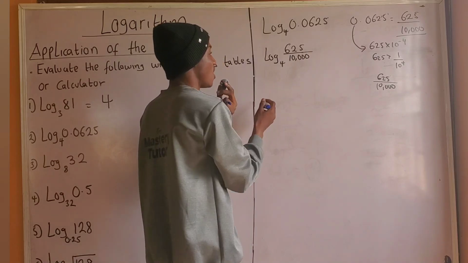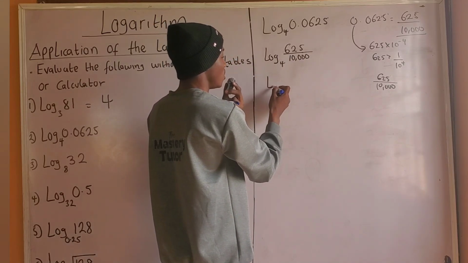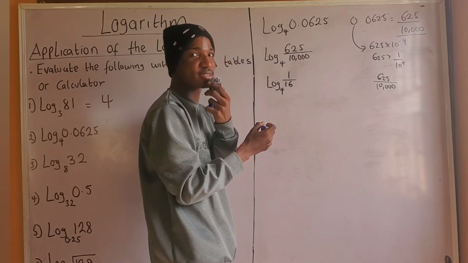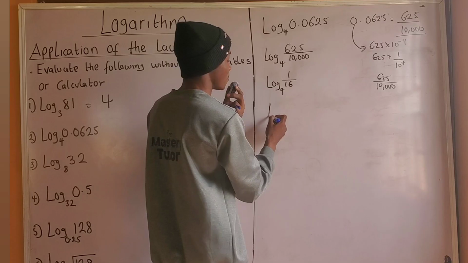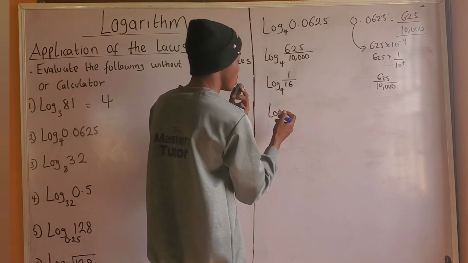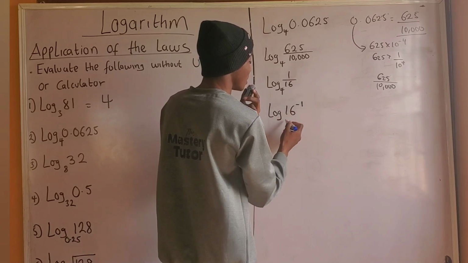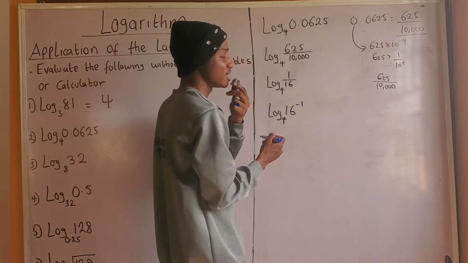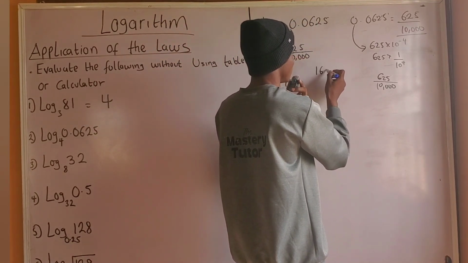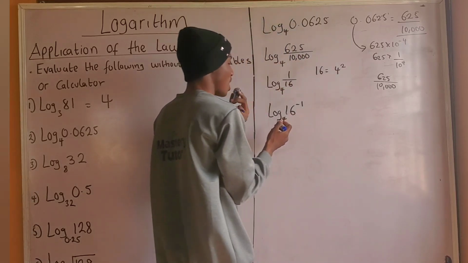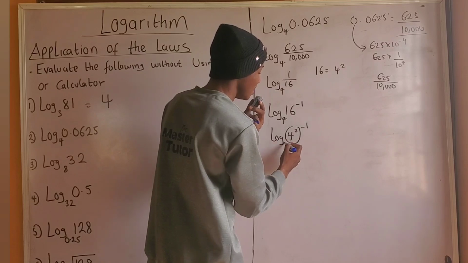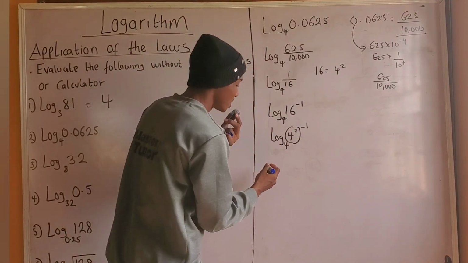Are you getting it? Now, if you reduce this fraction, you're going to have log 1 all over 16, and the base is 4. Are you getting it? Okay. Here, log 1 over 16 can be written as 16 raised to the power of negative 1, and the base is 4. Now, 16 can be written as 4 raised to the power of 2, right? So I'm going to have log of 4 raised to the power of 2 raised to the power of negative 1, and the base is 4.